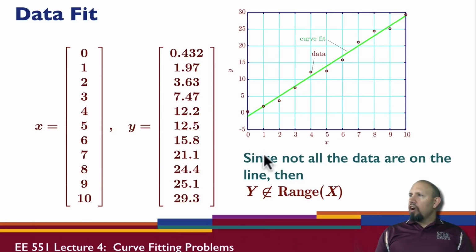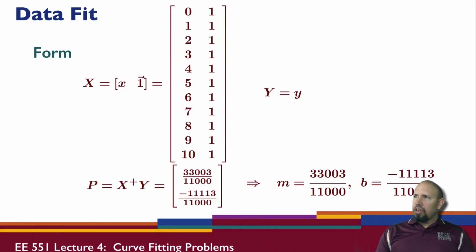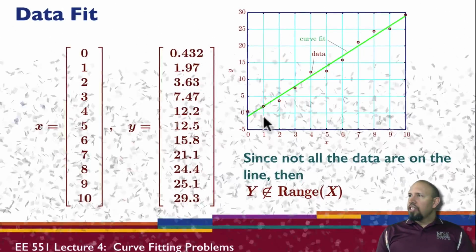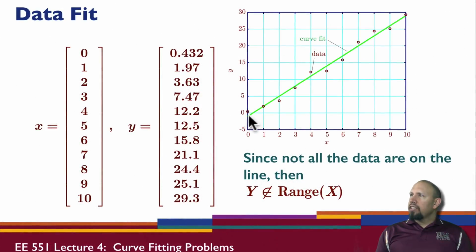We can see that not all the data are on the line, and therefore Y is not in the range of X. This is an example where Y is not in the range of X. If it were in the range of X, the line would pass through every data point, but it does not pass through every data point.